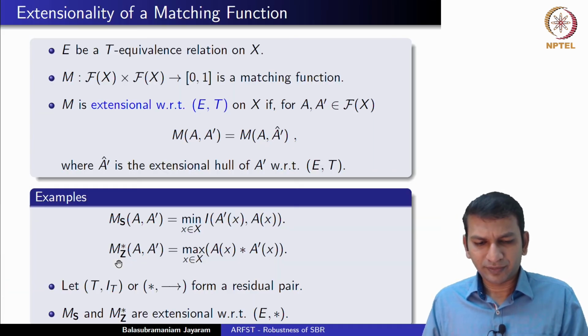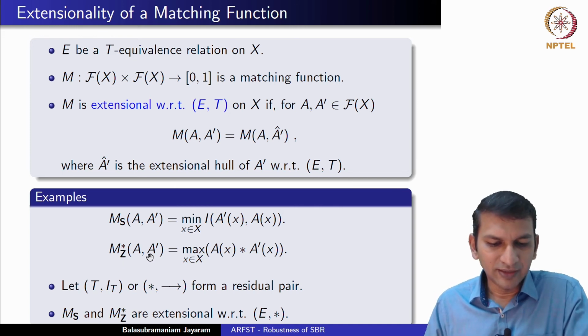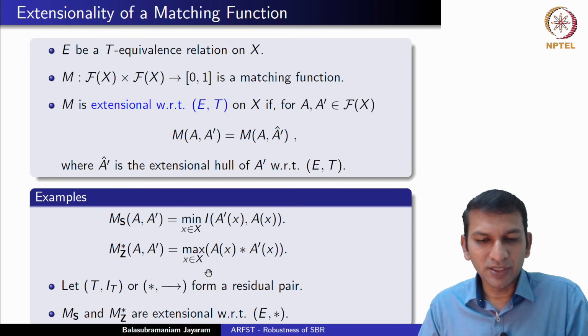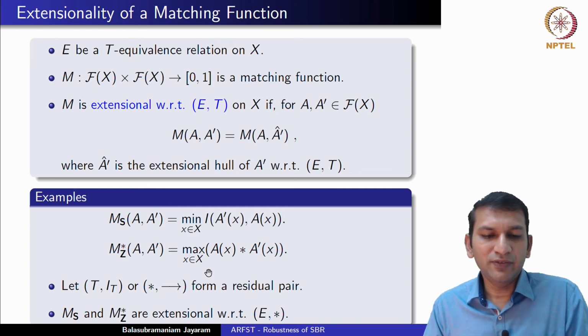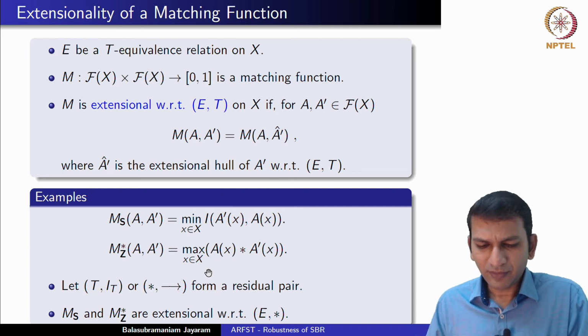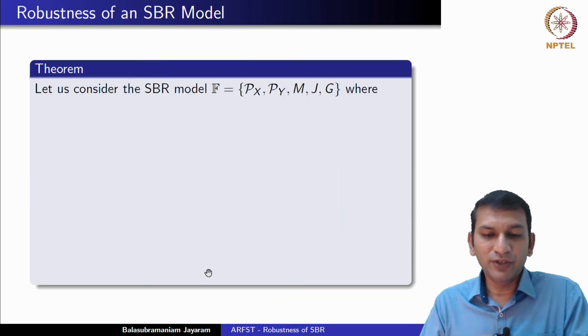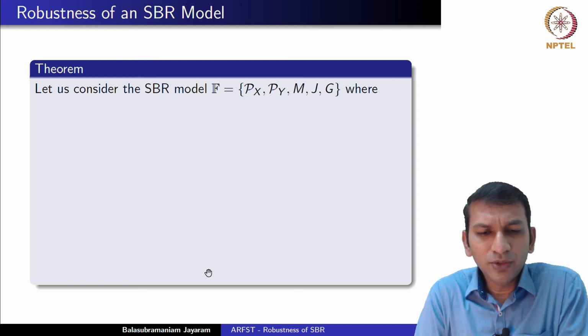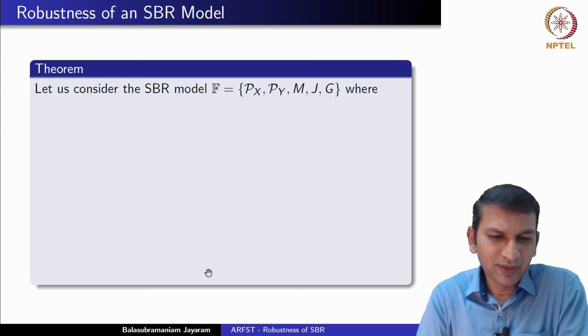So what we have shown is if A is extensional, then mz star is also extensional, preserved on those points A where it is extensional with respect to E. So these are some examples of matching functions which are extensional. Now let's come to the robustness of an SBR model.